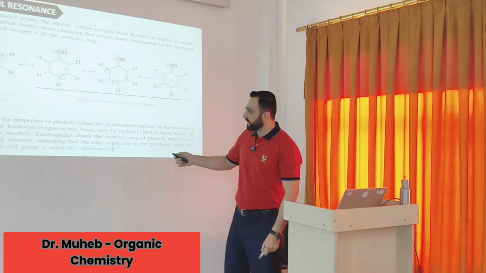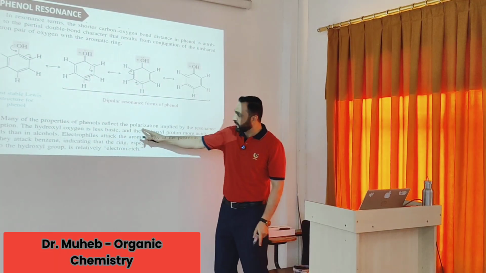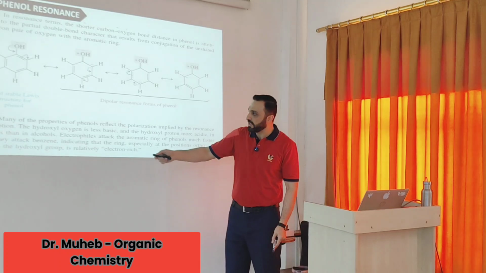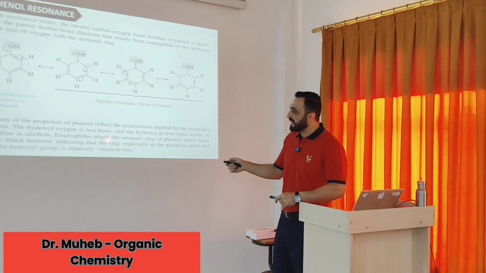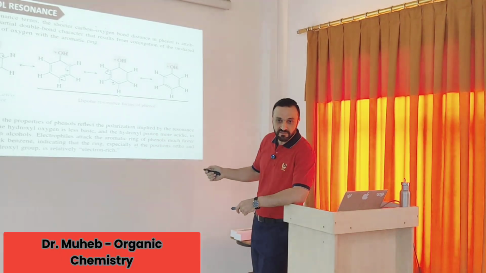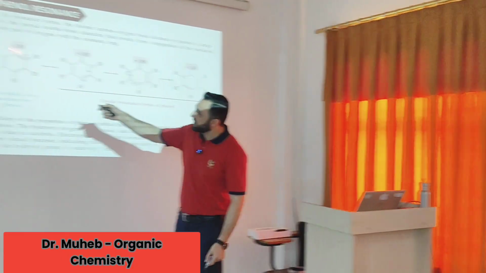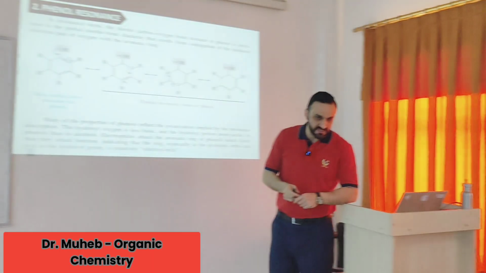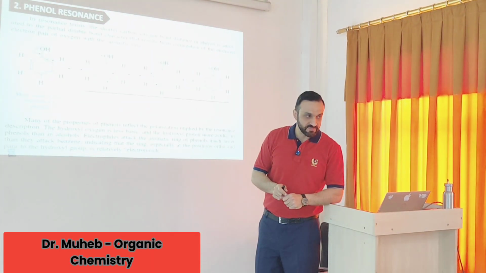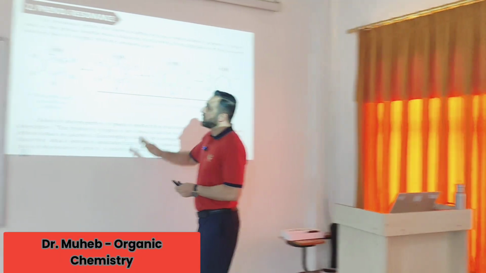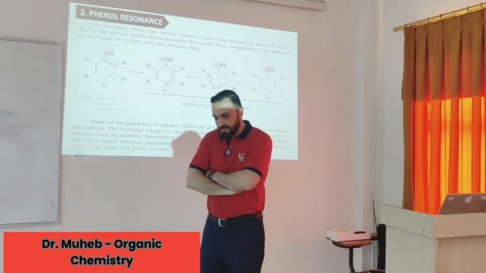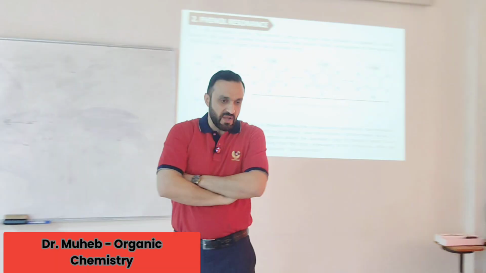Many properties of phenol reflect the polarization implied by the resonance description. The hydroxyl oxygen is less basic and the hydroxyl proton is more acidic. That means this oxygen is a weak base, and the proton here is more acidic. Now, look at the resonance structure. Why is phenol less basic than amines? For example, why?